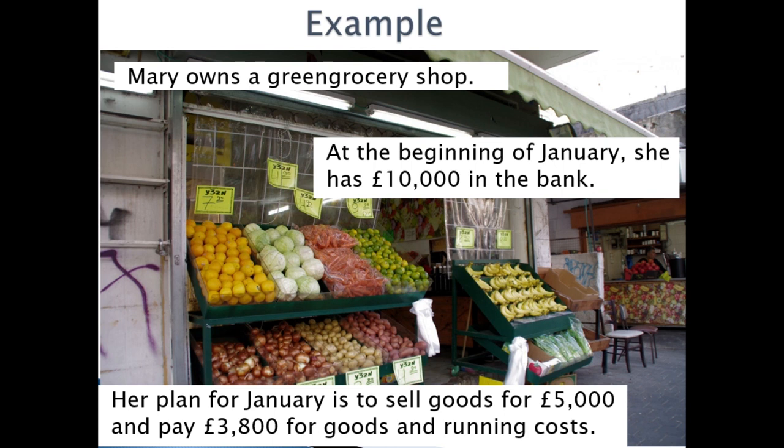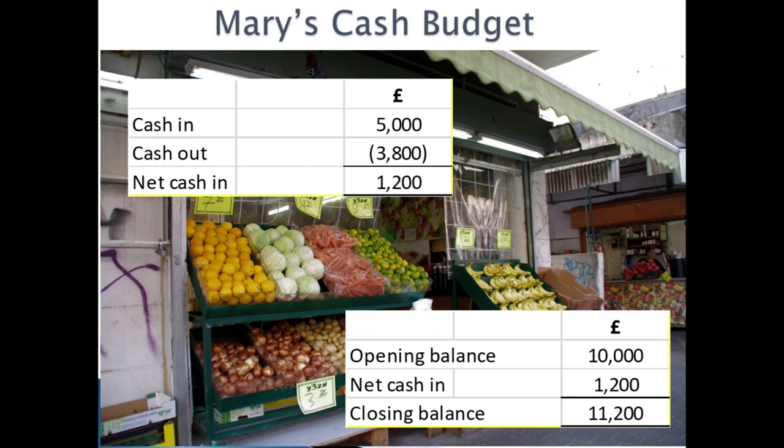So remember the cash budget, we have the cash in first and the cash out underneath. So here's this nice simple one. She's only got £5,000 coming in the period. She's paying out 3,800. So her net cash in is £1,200. Add that to her opening balance of 10,000, and she's going to have a better balance at the end of the month, a balance of £11,200.